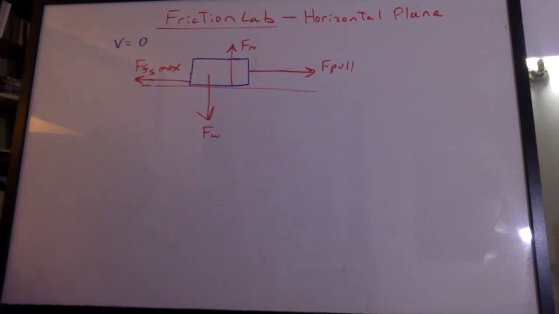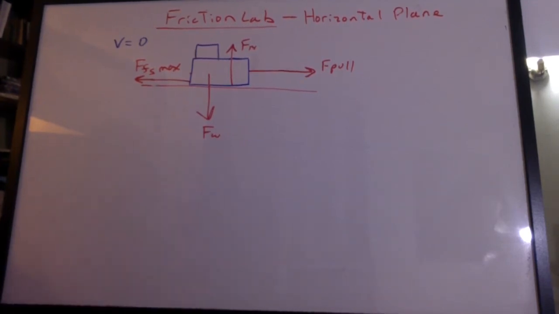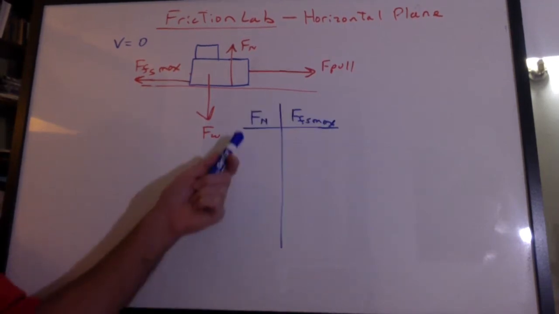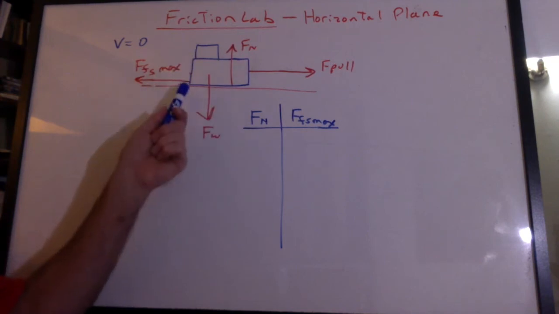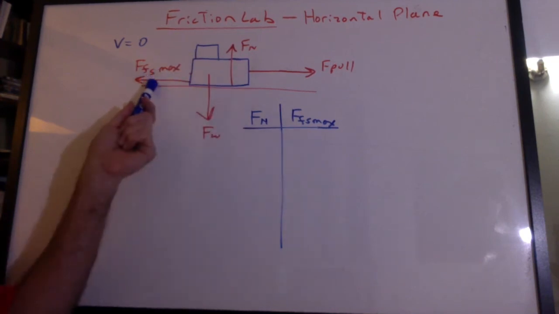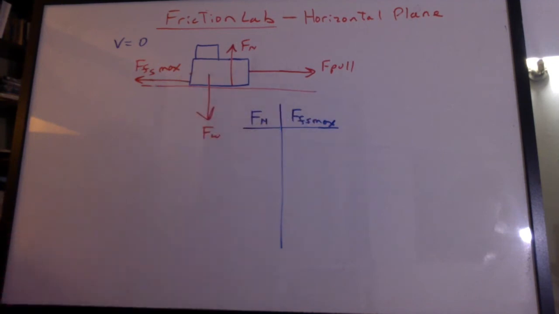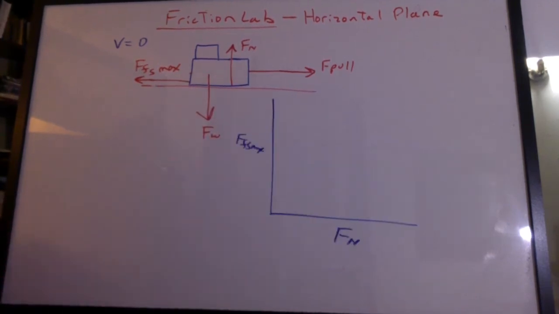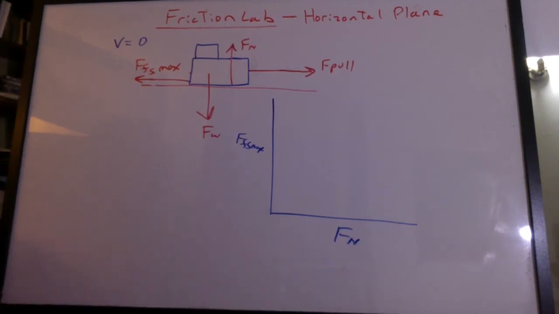starts to jump forward. We put weights on top and repeated the experiment. We collected data. We measured the normal force by weighing everything. And then we knew what the force of friction static maximum was by looking at the spring scale just when the block jumped forward. We made a graph of the maximum static friction versus the normal force.